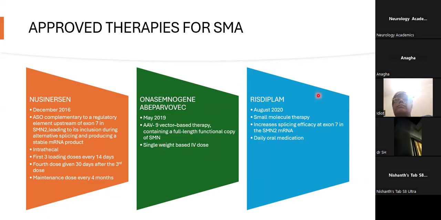And the next therapy that is approved is a small molecule therapy, risdiplam, which was approved in August 2020. As we have seen, this small molecule acts by increasing the splicing efficacy. And this is administered as a daily oral medication.